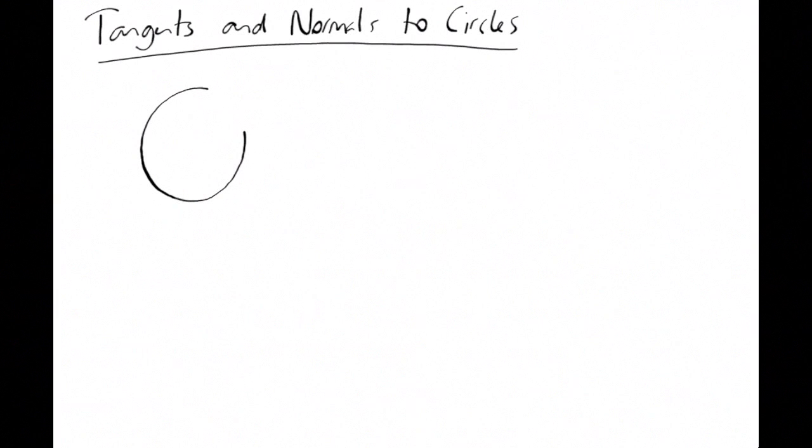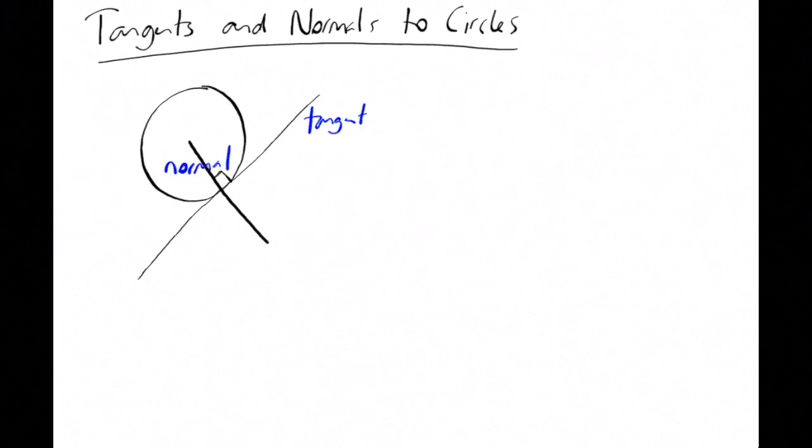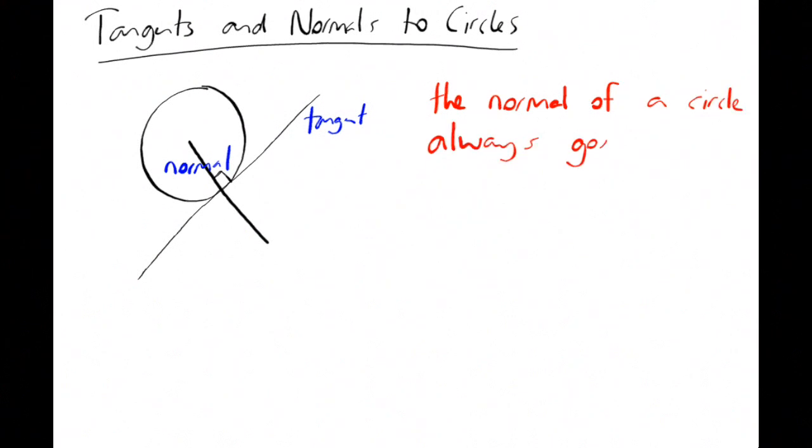Circles. Tangents and normals to circles. It's worth at this point just drawing a quick sketch showing you that the tangent is the line that touches the circle and the normal is the line that's perpendicular to that tangent. The normal of a circle always goes through the centre.